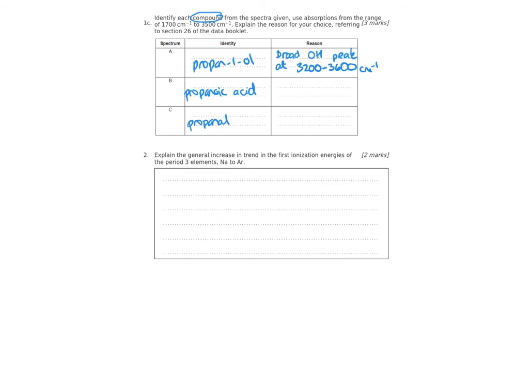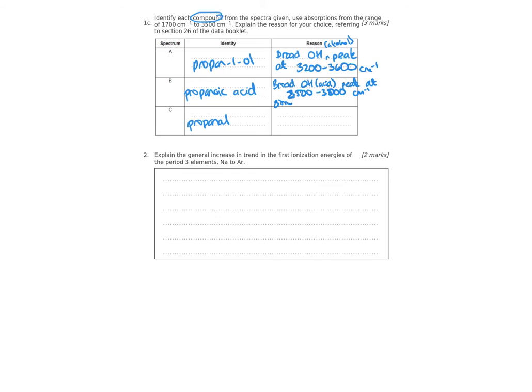And then propanoic acid has a broad OH acid. You could put alcohol here if you wanted to. As long as you put the range, you're fine. Peak at 2500 to 3000 cm minus 1. Okay, and you have to say both.